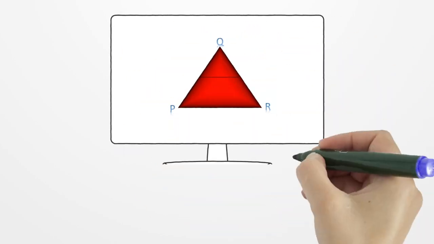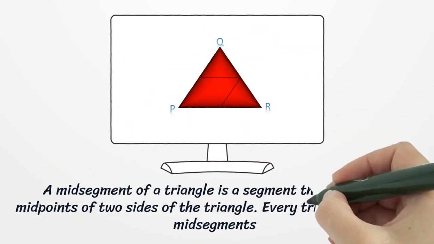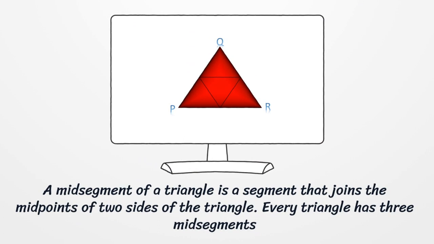Now let's talk about the midsegment of a triangle. A midsegment of a triangle is a segment that joins the midpoints of two sides of the triangle. Every triangle has three midsegments.